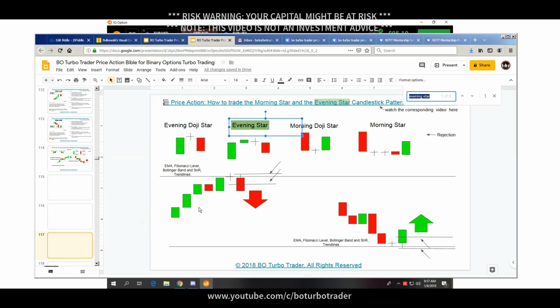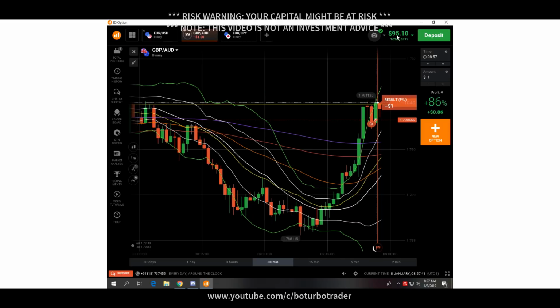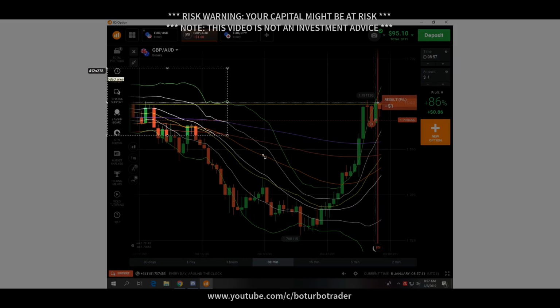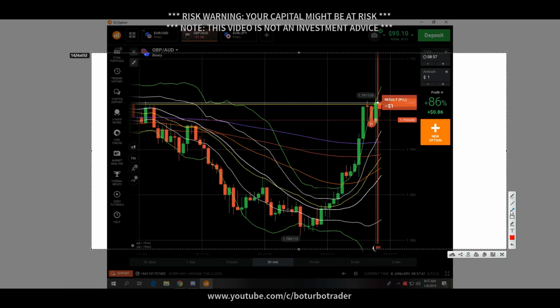We have the evening star, that is this one. Now I will show you exactly what happened here. So that is an evening star. First of all, we have to understand the market condition. The market condition in this case is that we have here a resistance level, which is available because we see the wicks which are forming.